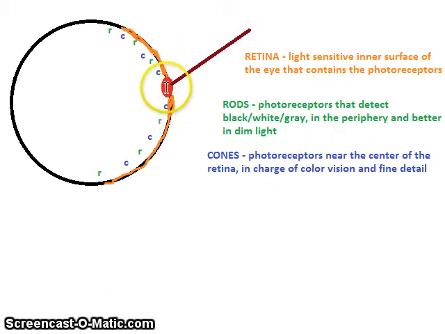And where it touches the retina is called the blind spot. And the reason it's called the blind spot is because the optic nerve is touching there, you don't have room for any photoreceptors, which means you are blind in that area.